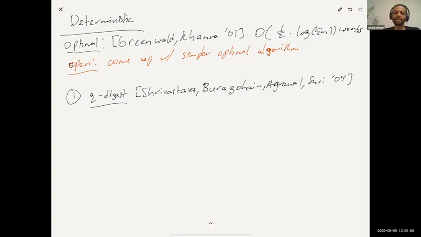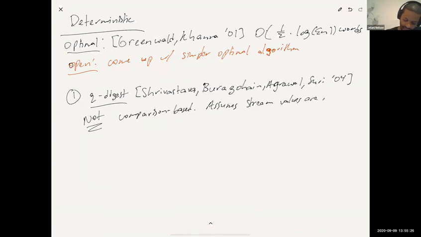And this actually is not a comparison-based algorithm. It assumes that the stream values are integers between 1 and u. U is the universe size.